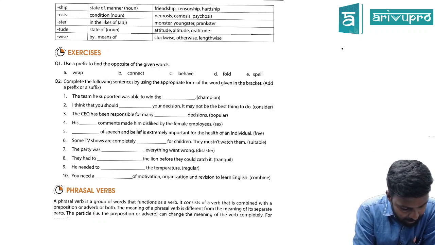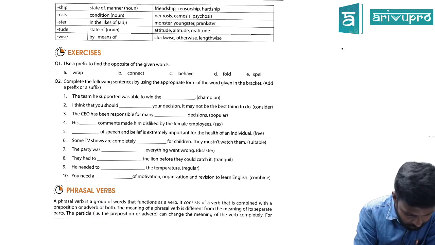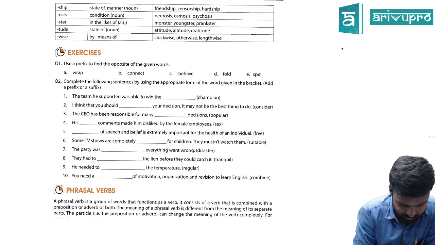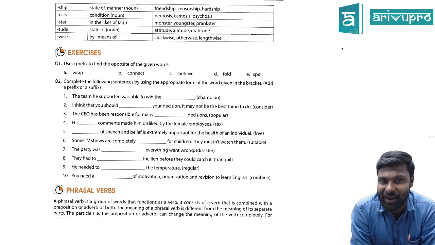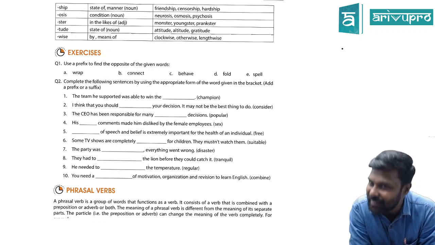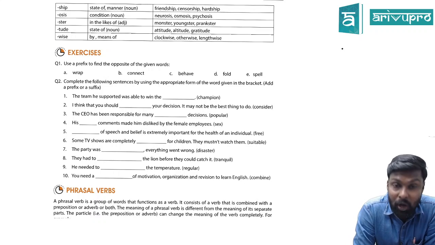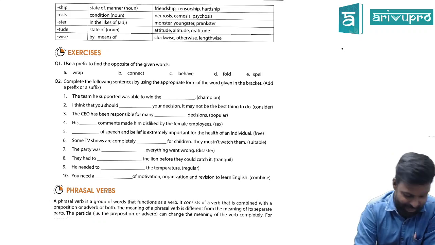Everything went wrong. They had to tranquilize the lion. He needed to regulate the temperature. It's regulate the temperature. And the last one, you need a combination of motivation, organization and revision to learn English.